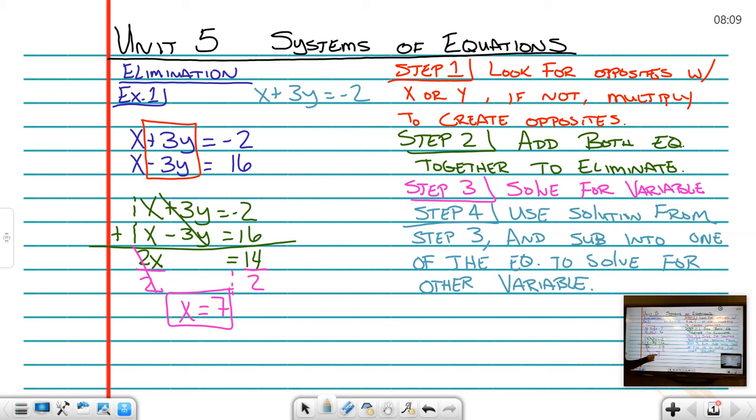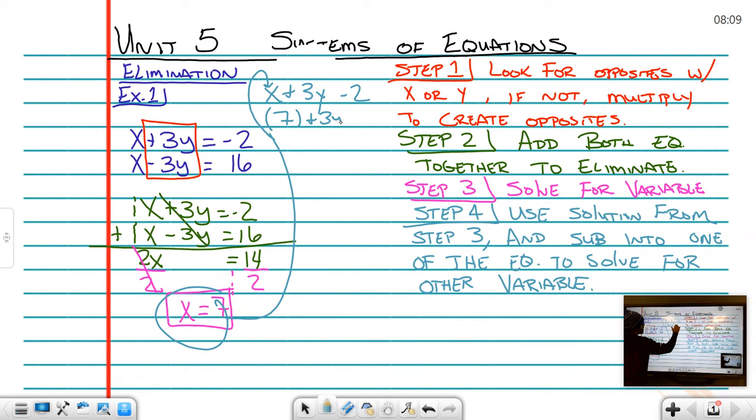Okay, I'm going to take my answer here and sub it in, not y, to x. Good grief, I'm having a day, let me tell you. Plus 3y. We're going to sub it in for x. So I sub it in, 7, put in parentheses, show substitution, plus 3y equals -2.